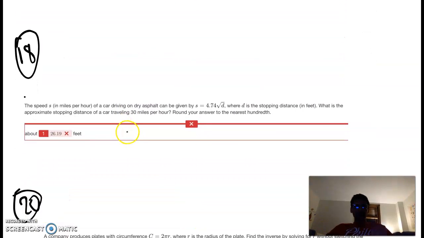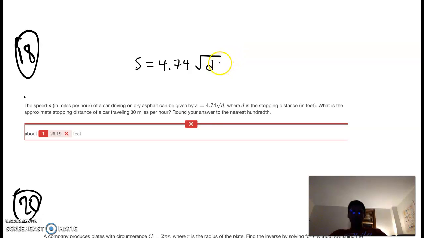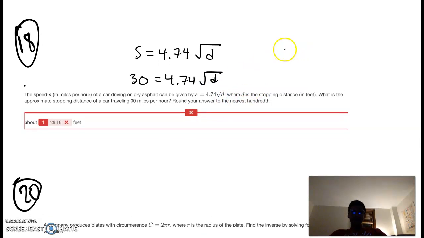18. So the speed s in miles per hour of a car driving on dry asphalt can be given by the equation s equals 4.74 root d, where d is the stopping distance in feet. What is the stopping distance of a car traveling 30 miles per hour? So they're giving us the speed, 30 miles per hour. We want to find the stopping distance to the nearest hundredth.